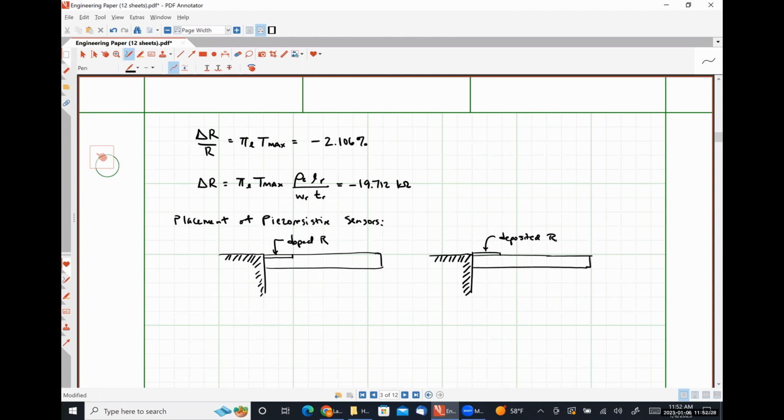So we can get a reasonable approximation even for a deposited structure or a deposited piezo resistor by ensuring that its thickness is relatively small as compared to the beam's thickness.